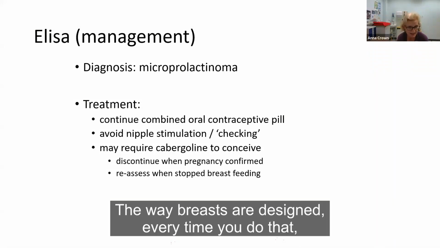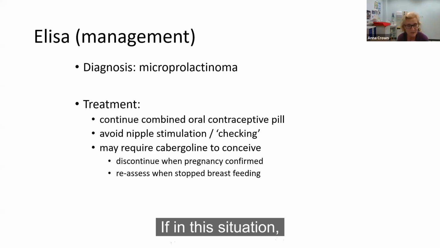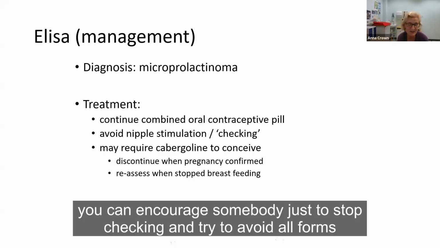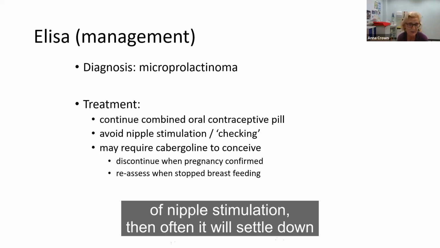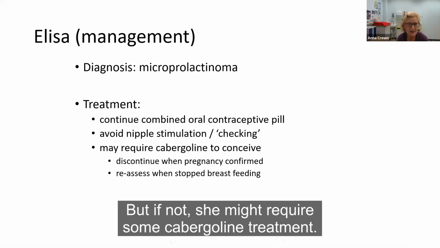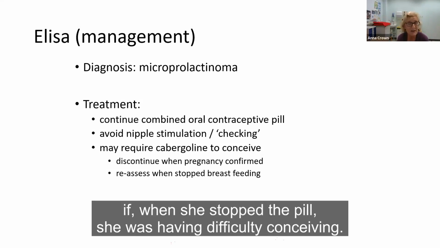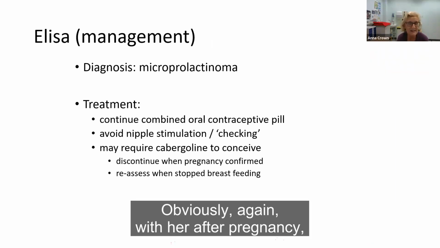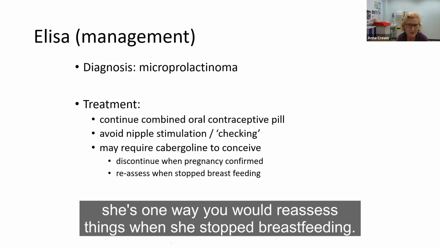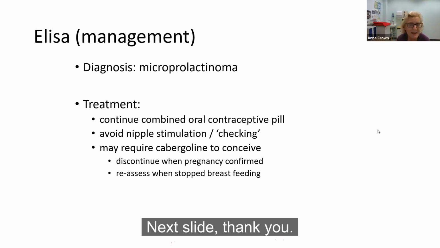And the way breasts are designed, every time you do that, they'll think that there's a baby on board and they'll start to make more milk. So in this situation, you can encourage somebody to stop checking and try to avoid all forms of nipple stimulation, then often it will settle down and the problem of the milk production will go away. But if not, she might require some cabergoline treatment. And she might also require cabergoline treatment if, when she stopped the pill, she was having difficulty conceiving. And obviously, after a pregnancy, she's one where you would reassess things when she stopped breastfeeding. So that's a patient with a microprolactinoma. Next slide, thank you.